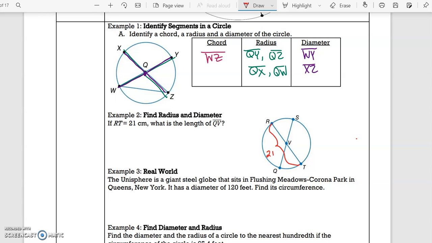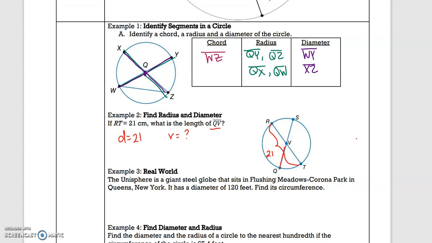RT is 21 centimeters. It wants us to find the length of QV, which is a radius. So if we have the diameter is 21, what is the radius? And remember, diameter is twice the length of the radius. So we're going to cut the diameter in half, and that is going to give us a radius of 10.5 centimeters.